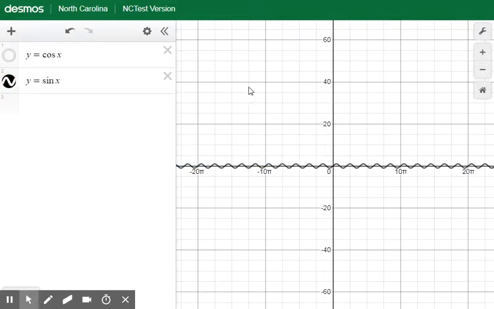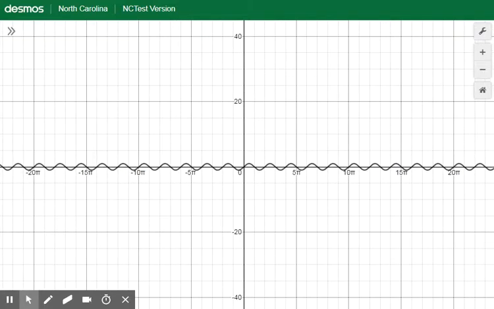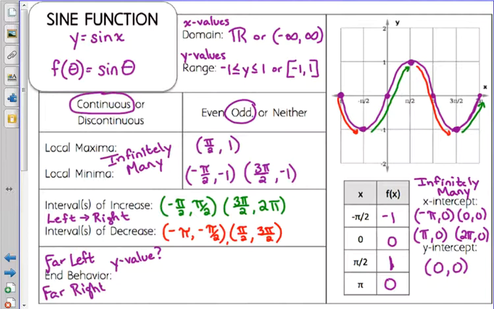This trig function is not behaving that way. It is bouncing in between. So the word that we use for that is it oscillates. So it has no end behavior. Well, the end behavior is described as oscillating.